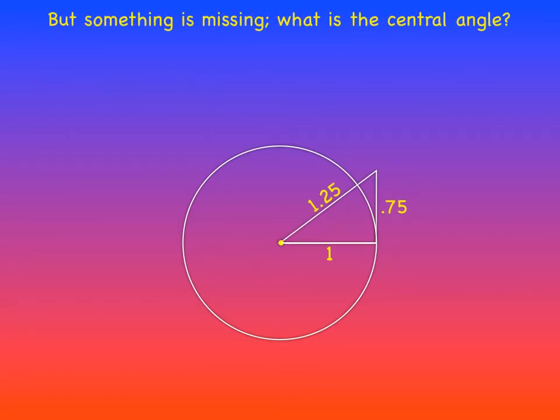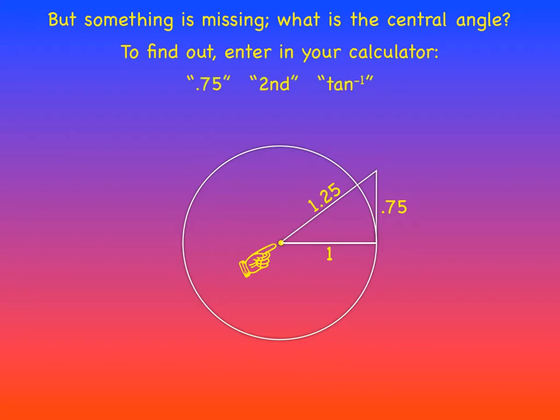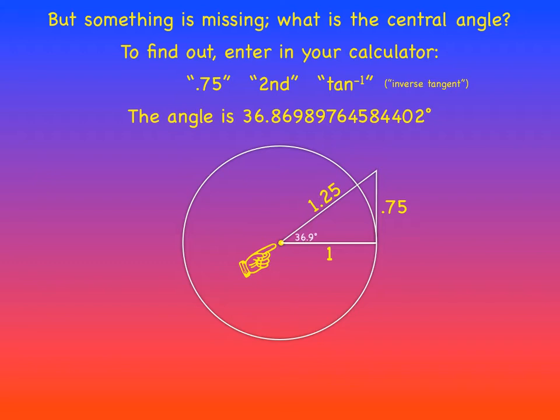Well, that's good, but something is missing. What's the central angle? We don't know. To find out, enter in your calculator 75 hundredths, second, inverse tangent, and your calculator will tell you that the angle is 36.869. It's another one of those infinitely long irrational numbers, and we'll just round that to 36.9. So the tangent of 36.9 degrees is about 75 hundredths.